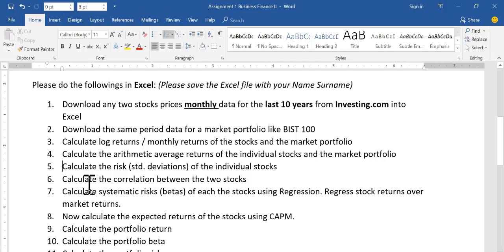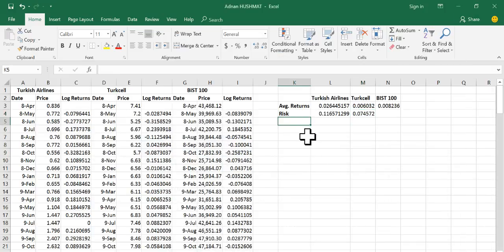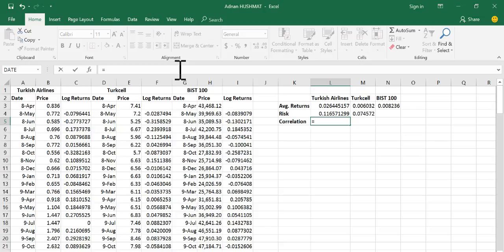Okay. Now calculate the correlation between the two stocks. Now we need to calculate the correlation. What is the correlation between the returns of these two stocks? So correlation, let's write it: correlation. Okay, so what I do here is equal to correlation.